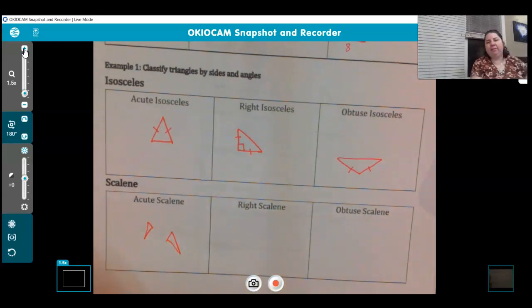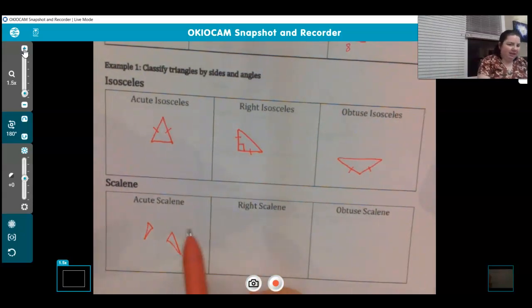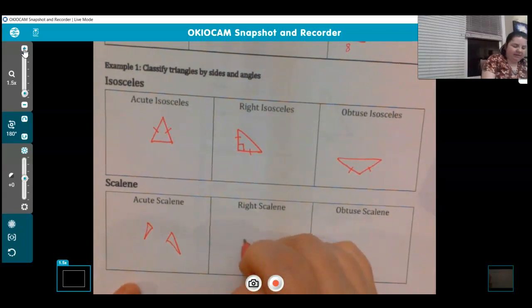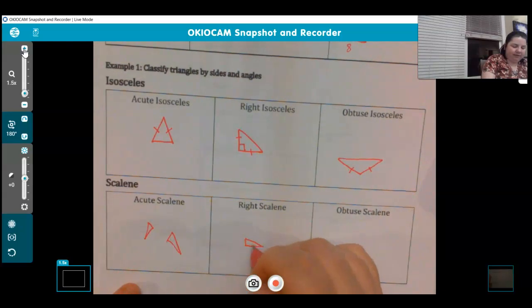Okay, so these are terrible triangles. Obviously, you don't have to be an artist. None of the sides are equal. They don't have any of those tick marks. Obviously, all my angles are acute. A right scalene triangle might look a little something like this.